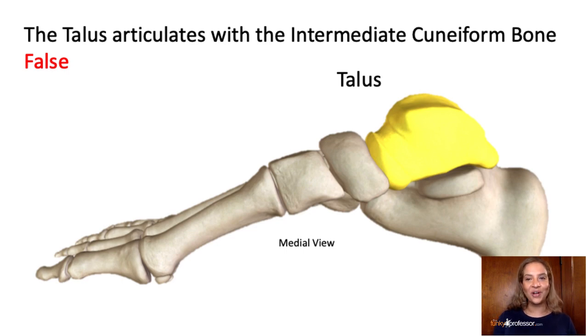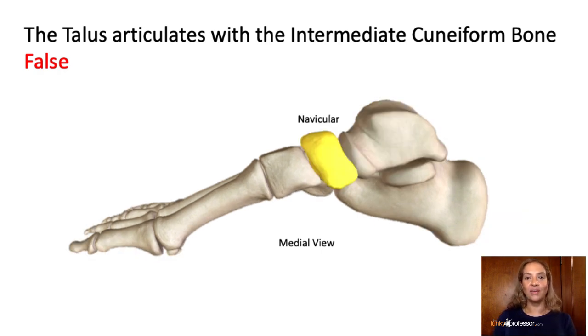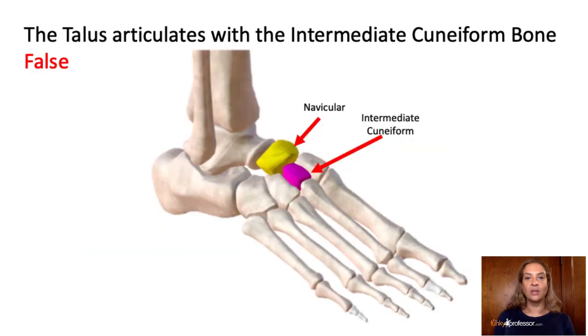The answer is false. The talus articulates with the navicular bone, and it's the navicular bone, which is this one here, that goes on to articulate with the intermediate cuneiform. In fact, it articulates with all 3 cuneiform bones.